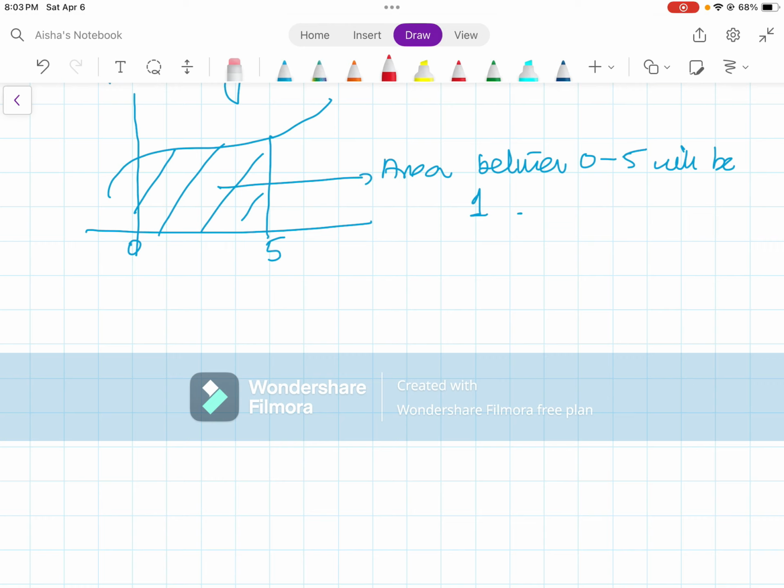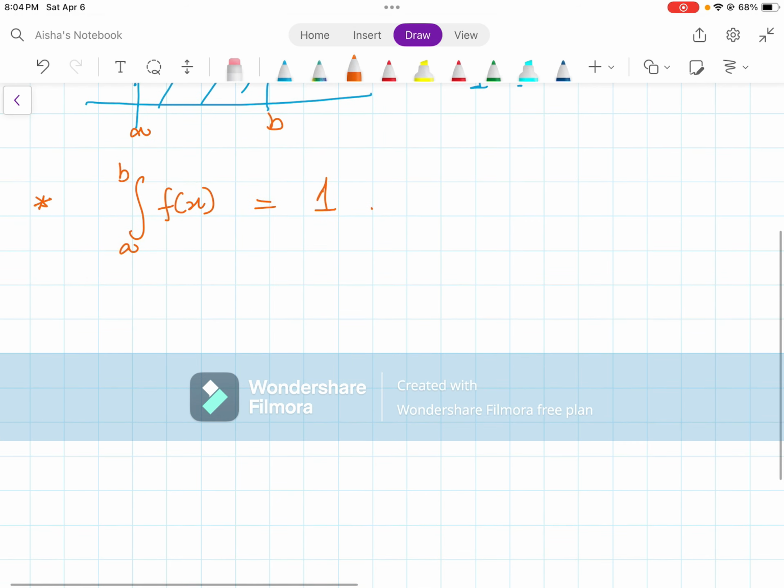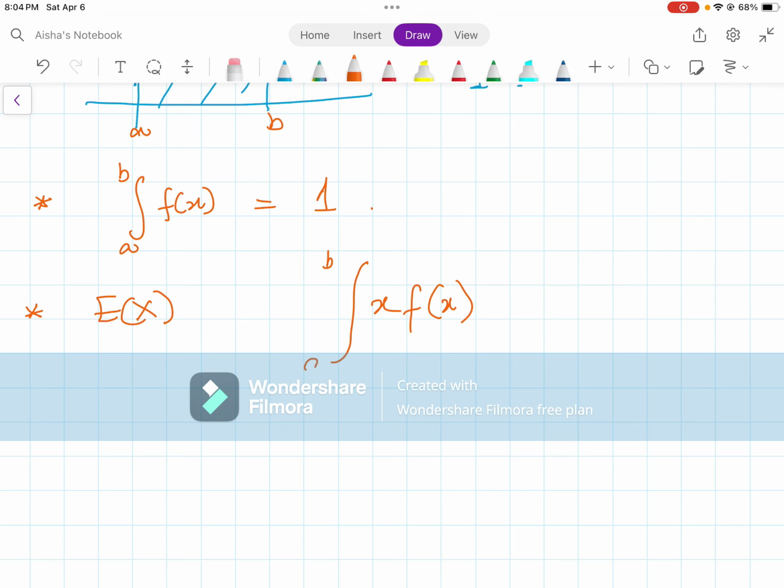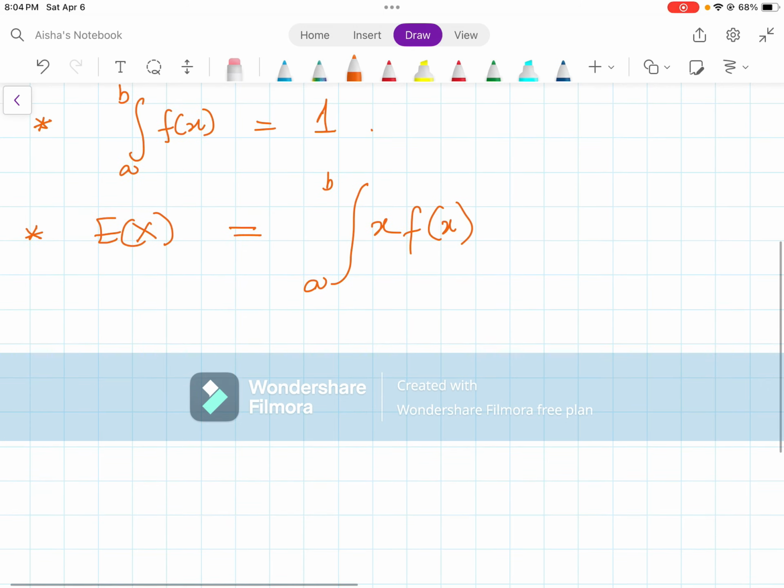So a couple of pointers which are important: this is a function f of x, and let's make it a generic form. F of x when integrated with the limits b and a, the answer will be 1. So this is the first note that you need to know. Now what is expectation? Expectation is x f of x, that is you multiply the function with x and then you integrate it with full limit. The answer that you get is going to be expectation. Variance will be you multiply the function with x square, integrated with full limit, minus expectation whole square will give you the variance.